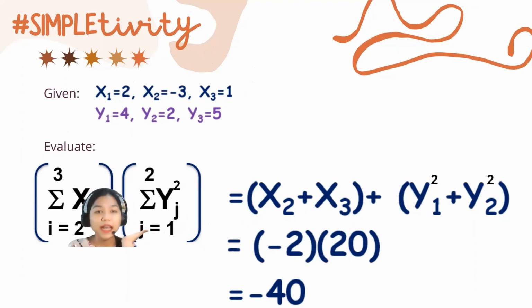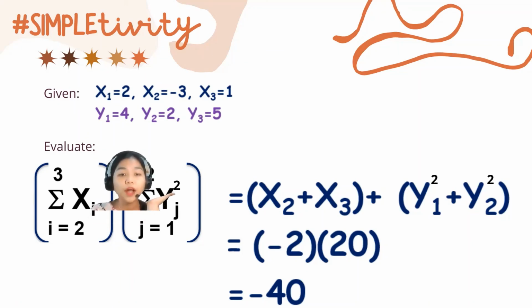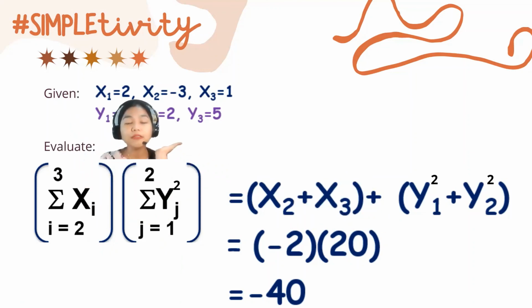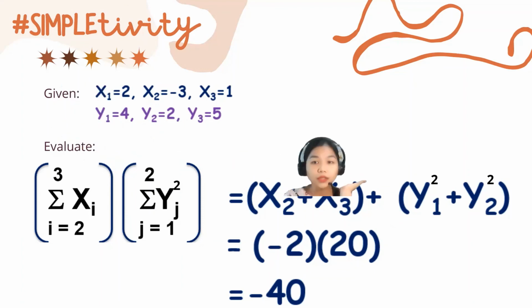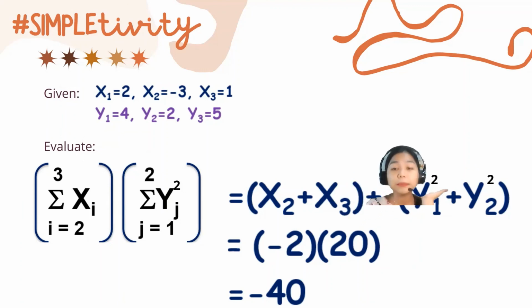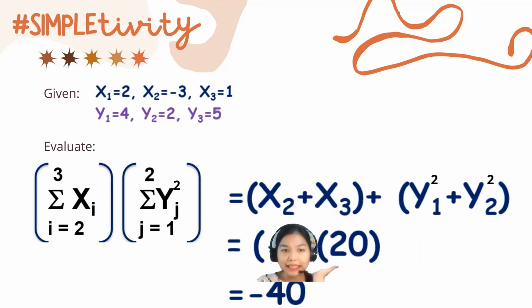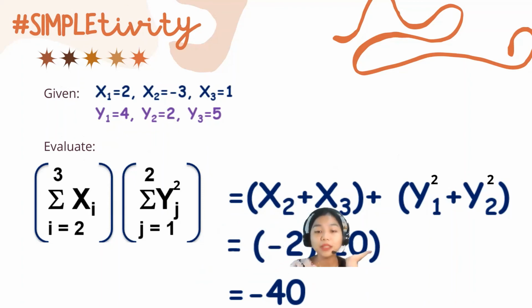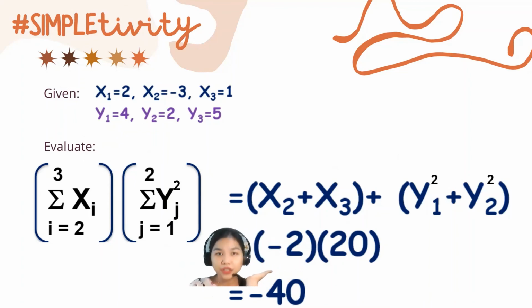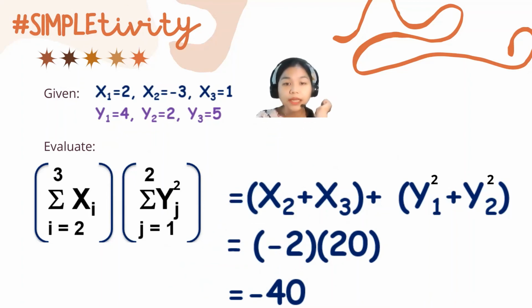And then the other one is getting the sum of squares of the y variable, including two values of y, the first one and the second one. We learned that the first value of y is 4, so 4 squared is 16. And the second value of y is 2, so 2 squared is 4. So 16 plus 4 is equal to 20. So negative 2 times 20 is equal to negative 40. So this is now our answer to the given notation.